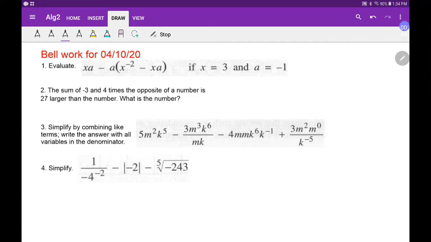The bell work for April 10th. We're going to substitute in these values. X is 3. A is minus 1. Minus, let's see, A is minus 1 times, well, we have 3 to the minus 2. I thought about using parentheses there, but probably not necessary.